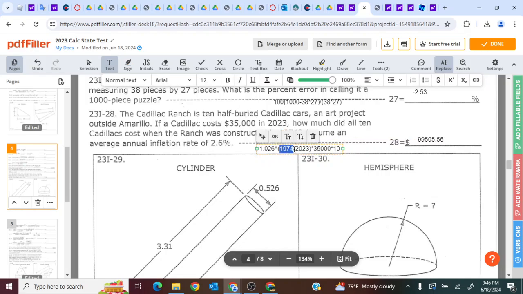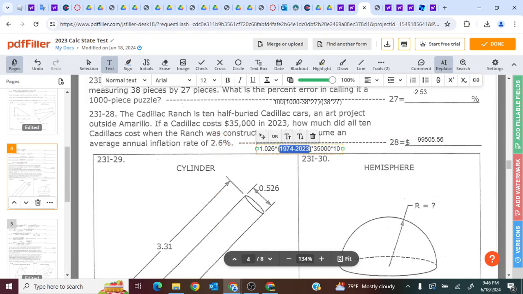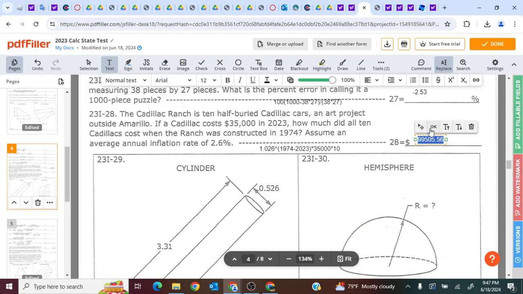So what you do is you do the new year you're looking for minus your original year. In this case, it's going to be negative, which means that our value is going to be smaller than the original 35,000, which is what we want because it got more expensive due to inflation. So that means that basically, in a way, negative 49 years passed, and you multiply it by the original value, and then you multiply it by 10 because there are 10 cars in the lot. And if you do that and write your 7-digit answer correctly, then you will get this value right here.